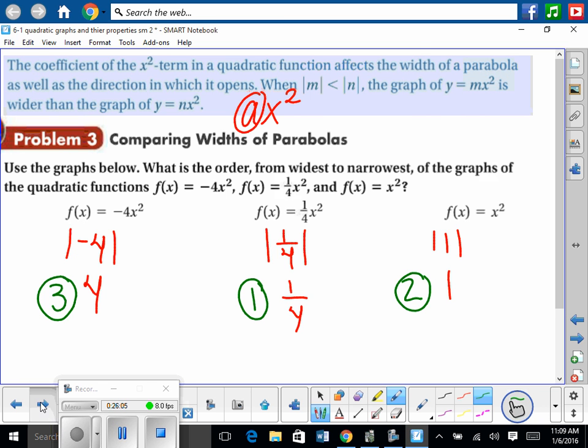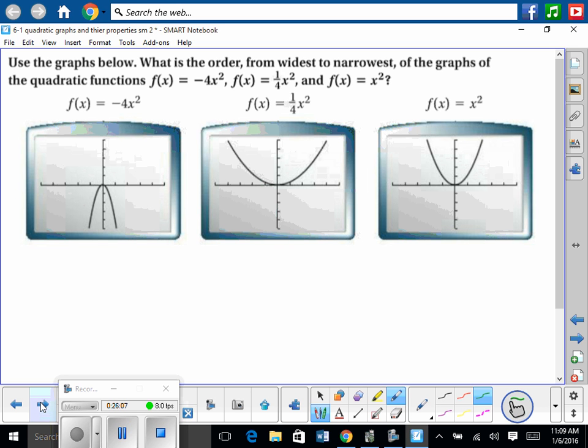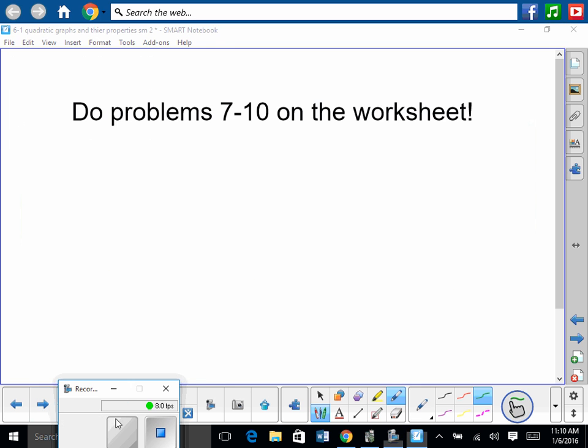Now also, look up here. These are the same functions that we just said were widest to narrowest, and this is what their graphs look like. Wasn't this one the one we said was the narrowest, the least wide? Look at your pictures. Does that make sense? We said this one was the widest. Does it look right? Is it the widest? Yes. And then this one is the next widest. So does everybody see how you can look at the pictures as well to determine? Are we all okay with that? Okay, so do 7 through 10.